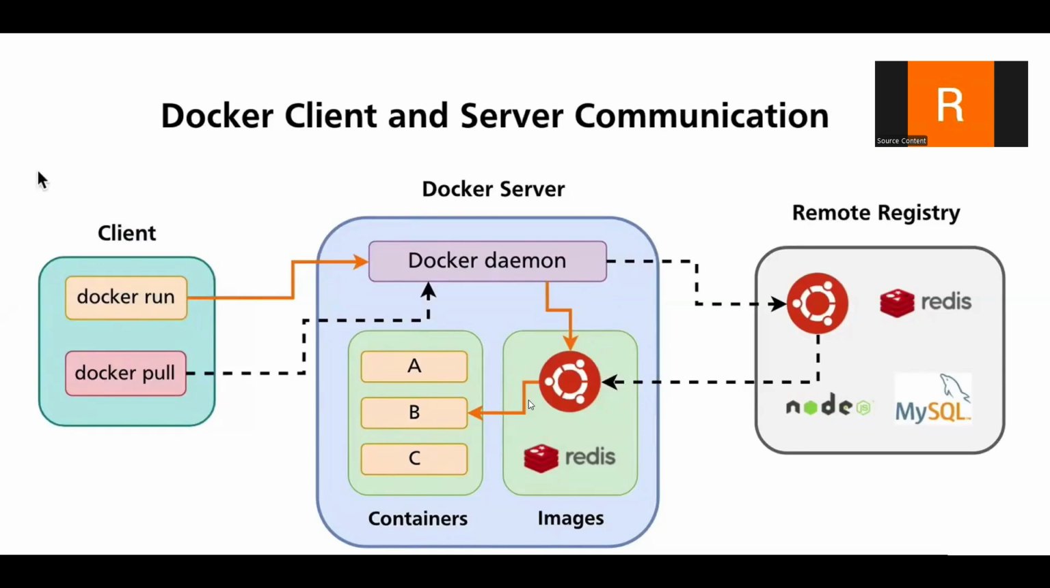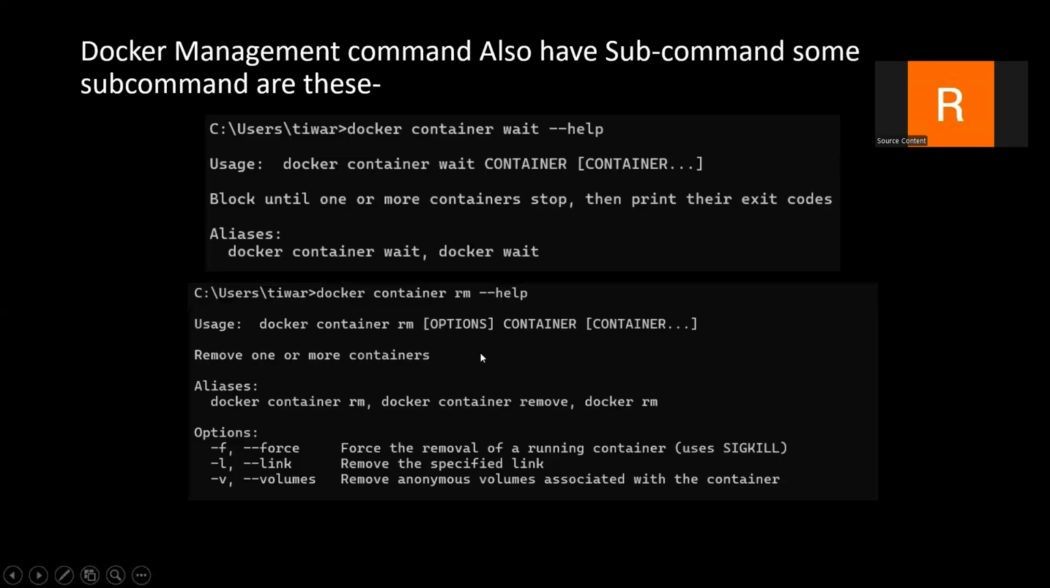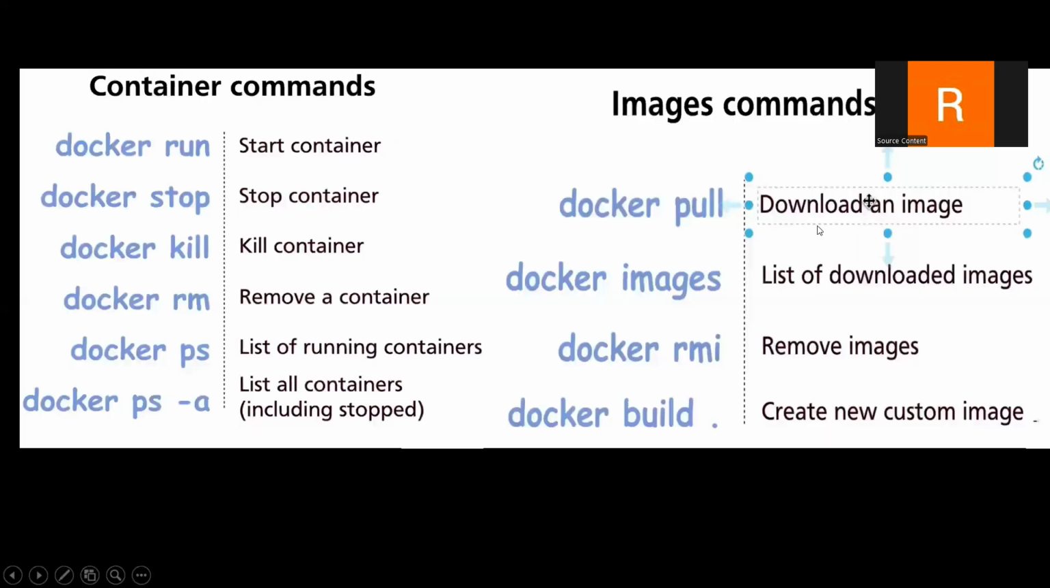Okay, just move it here. So docker images lists the images. These are the most frequently used commands. If you remember these small things, then Docker is a cakewalk for you. So docker images lists downloaded images, docker rmi removes images, and docker build with a dot is used to create new custom images. The dot is also included there.